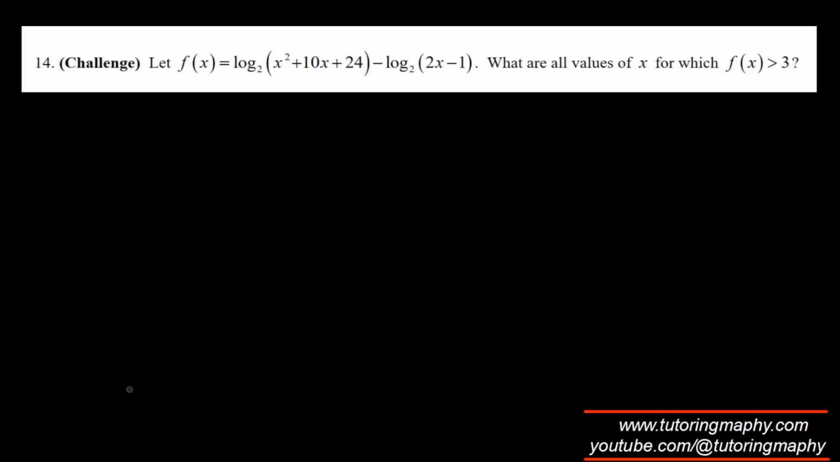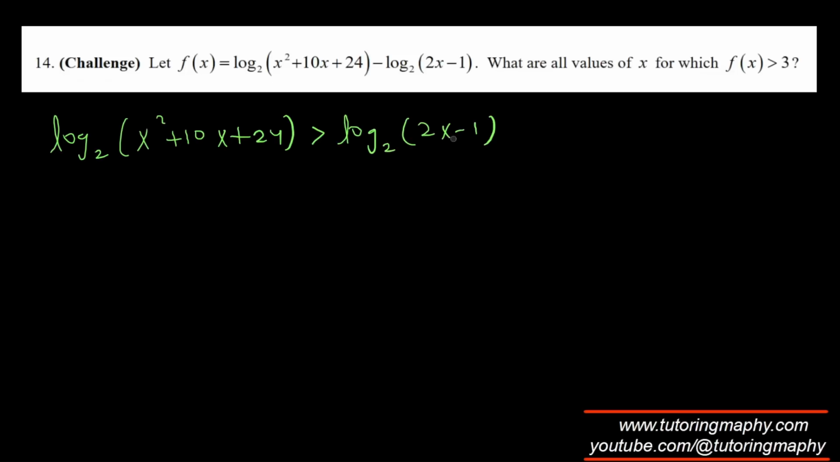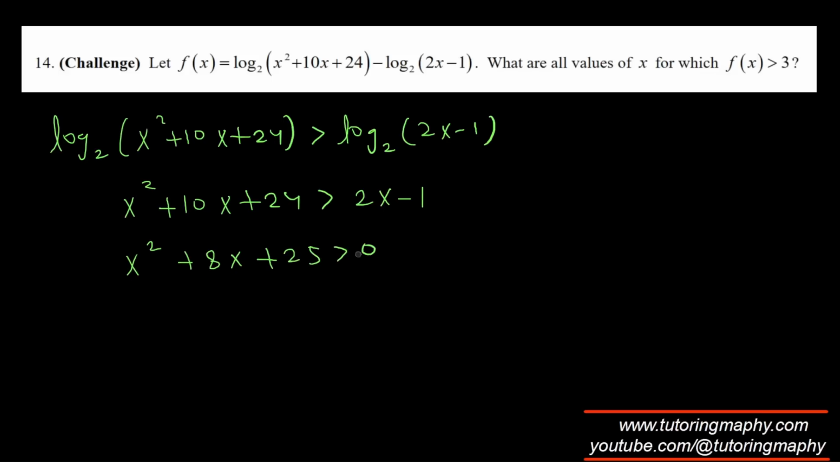And finally, another log question. So let's try this. f(x) should be greater than 3, which means that log with base 2 of x squared plus 10x plus 24 should be greater than log with base 2 of 2x minus 1. Again, I can just drop the logs and compare the inside thing with the same inequality. So x squared plus 10x plus 24 should be greater than 2x minus 1. So subtracting 2x on both sides and adding 1 on both sides. This is how it looks.